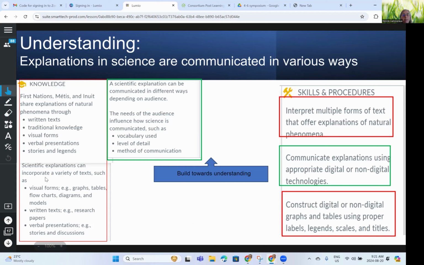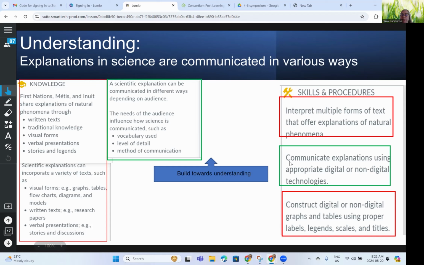Now, scientific explanations incorporate a variety of texts. Now, we know "such as" means it's a sampling. So they can be visual forms, and they give you examples of graphs, tables, diagrams, and models. And we're going to see examples of that. And written text, and we're going to see an example of a written scientific explanation, and verbal presentations.